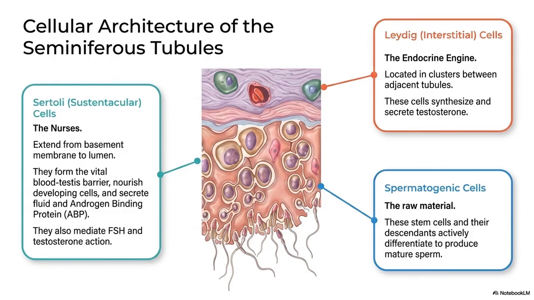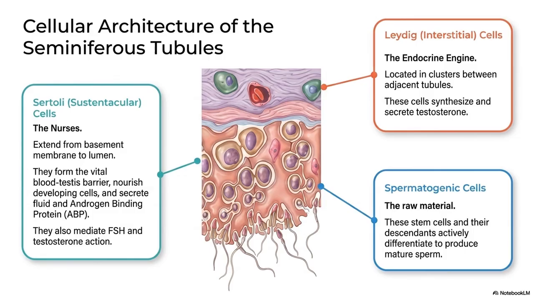Now moving on to the seminiferous tubules, we can see that there are mainly 2 types of cells in them. One is the spermatogenic cells, and neighboring to the spermatogenic cells we can see the Sertoli cells or sustentacular cells. The spermatogenic cells are stem cells that actively differentiate to produce a mature sperm. That is, they are responsible for producing the male gamete, that is sperm.